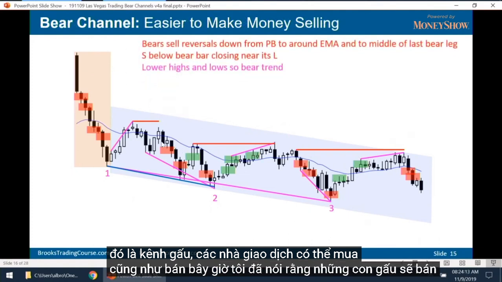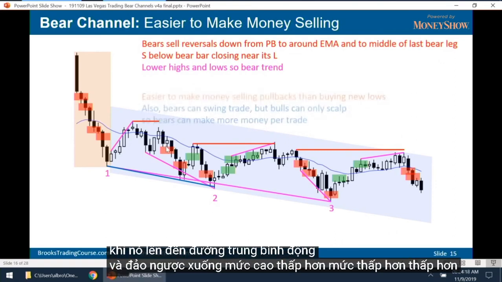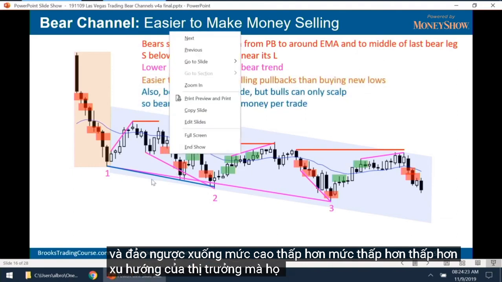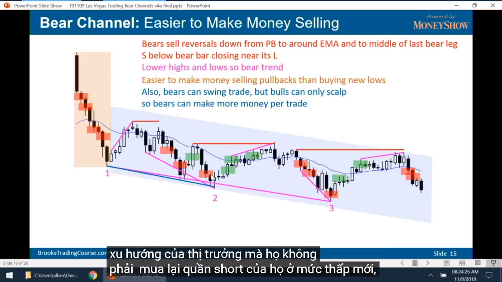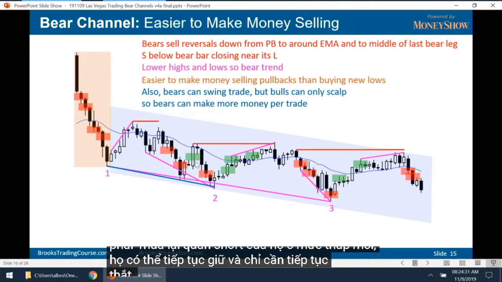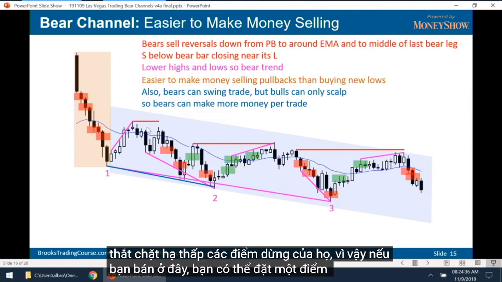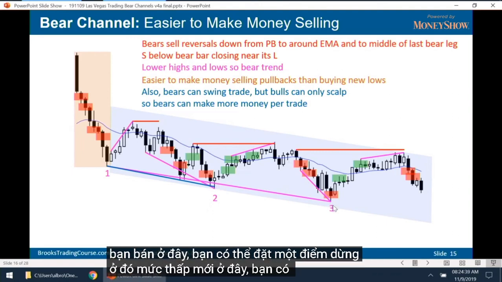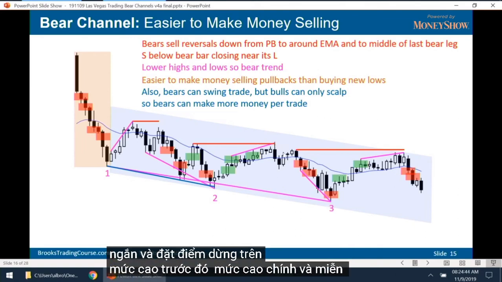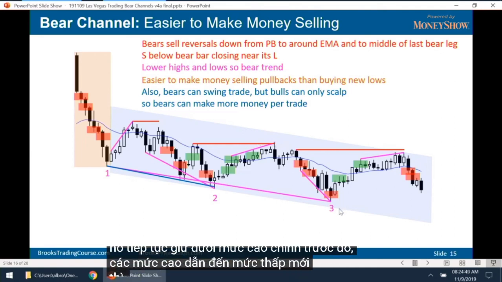Now I said bears will sell when it gets up to the moving average and reverses down. Lower highs, lower lows, bear trend. The bears do not have to buy back their shorts at a new low. They can continue to hold and just keep tightening, lowering their stops. So if you sell here, you could put a stop up there. A new low here, you could hold short and put a stop above the prior high. That's a major high. And as long as it keeps holding below the prior major highs, the highs that led to new lows, it's a bear channel.